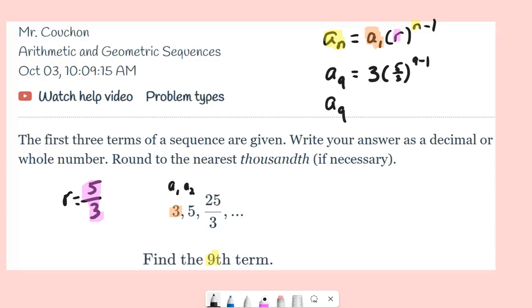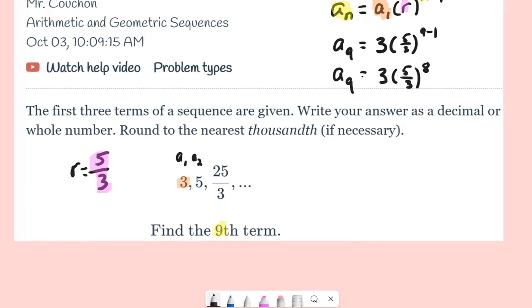Alright, so a sub 9 is now 3 times 5/3 to the power of 8. Okay, well, that's going to get interesting. Continue down here, we got a sub 9. That's still going to be 3 times 5 to the power of 8, and then 3 to the power of 8. That's quite complicated, so we're going to go to Desmos for that.